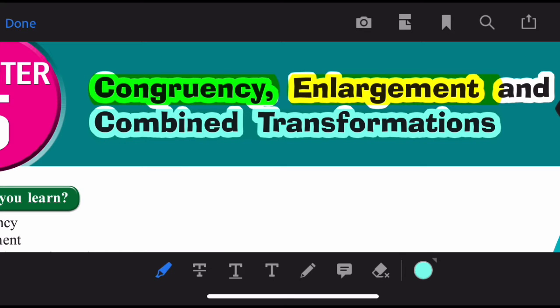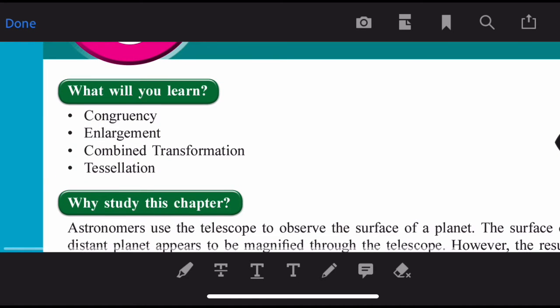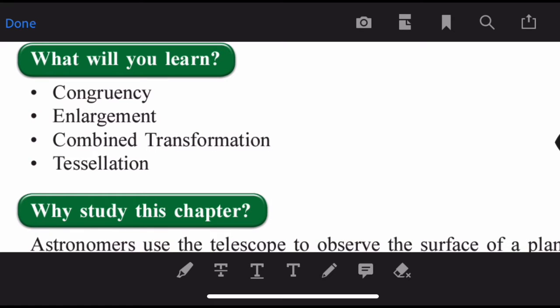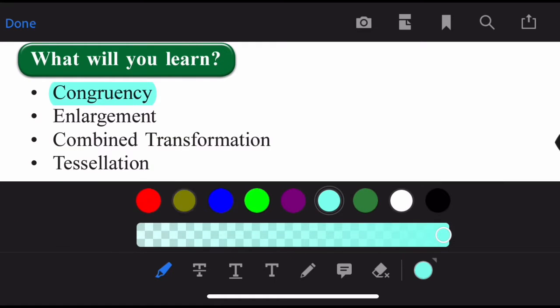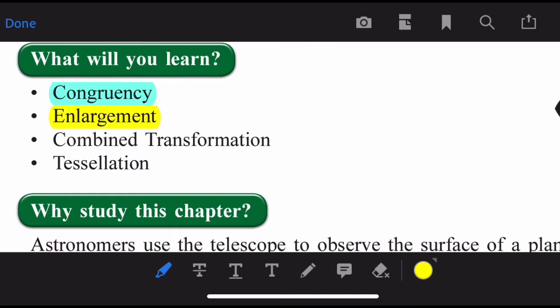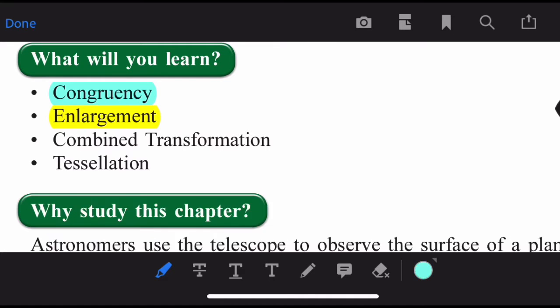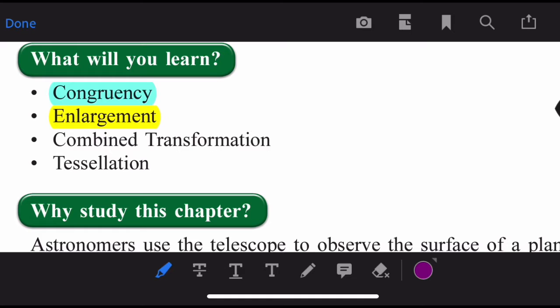Alright, so today we will start with chapter 5. What will you learn for this topic? So basically you will learn congruency, right? And also you will learn enlargement and combined transformation, which is actually, I think, quite interesting for this topic.